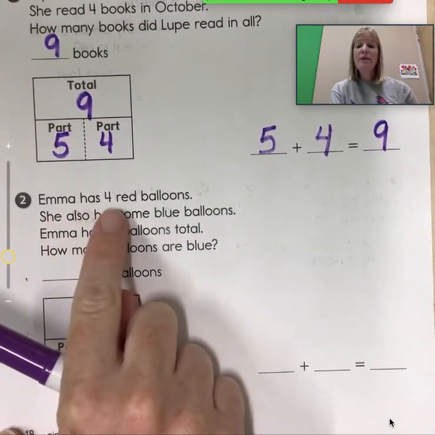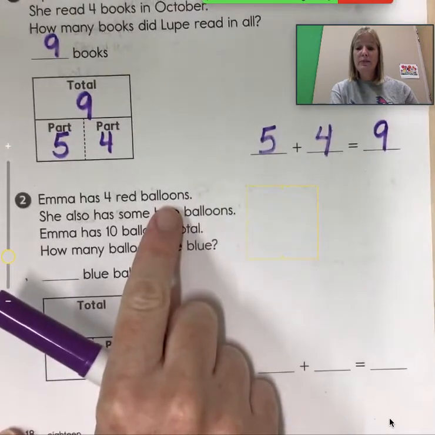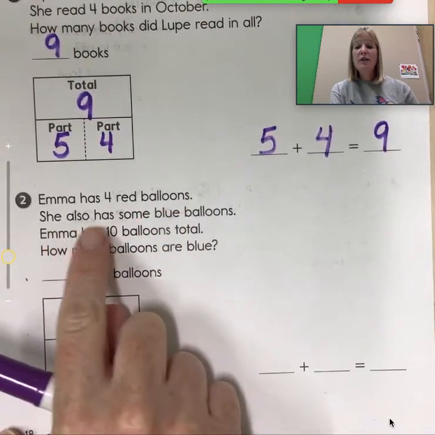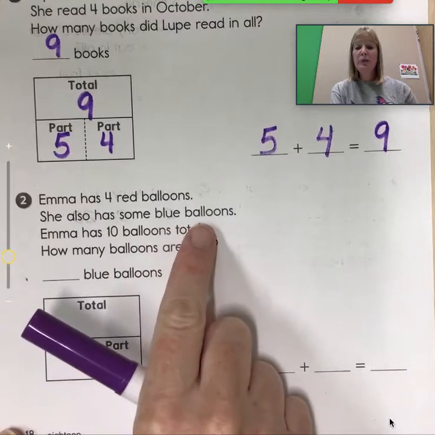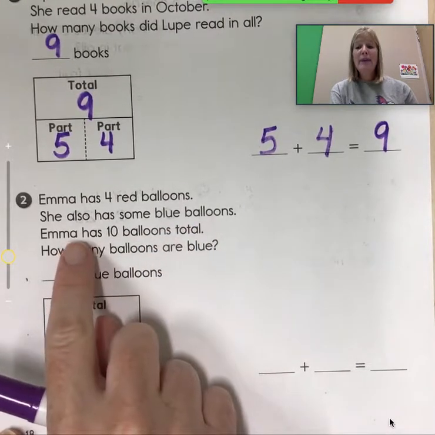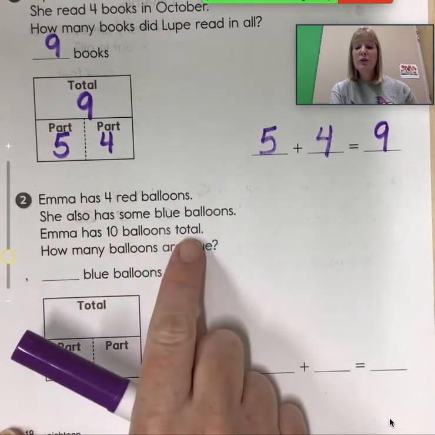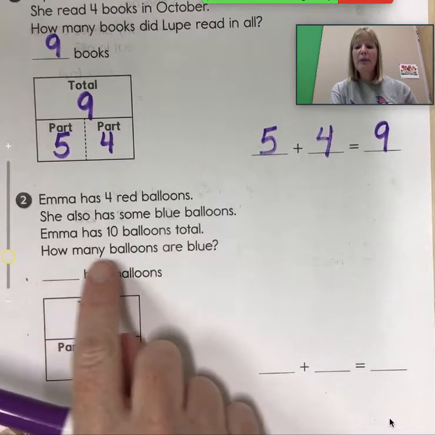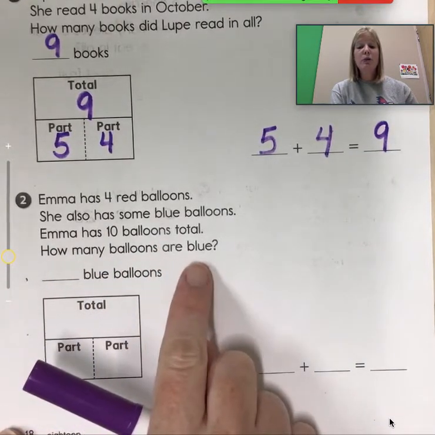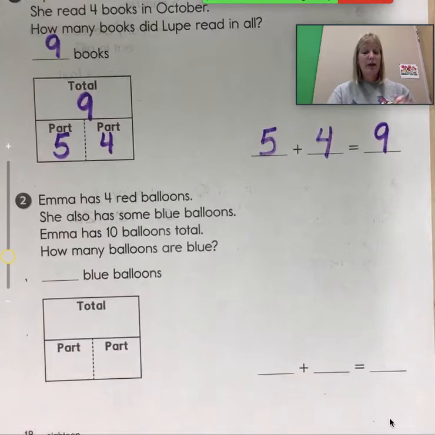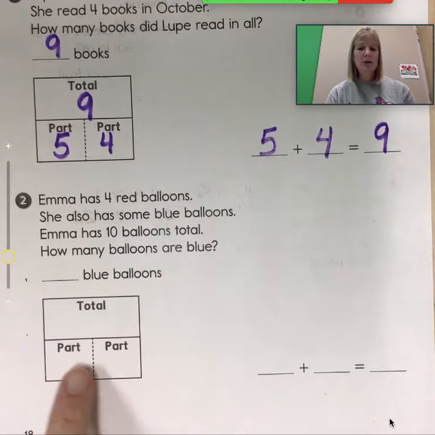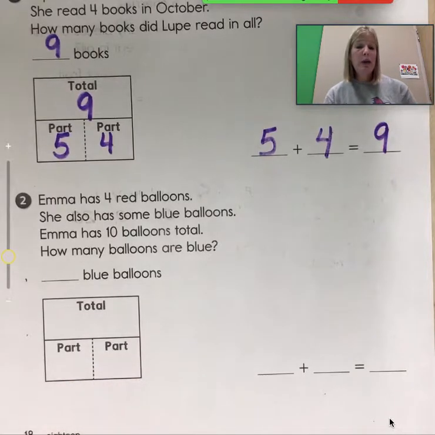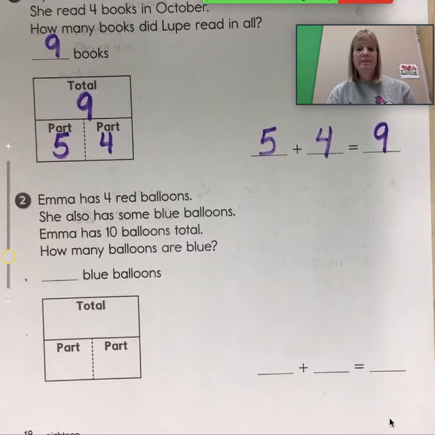Emma has 4 red balloons. She also has some blue balloons. Emma has 10 balloons total. How many balloons are blue? All right. I want you to think about your total part. Do we know a part? Do we know the other part? Or do we know the total?